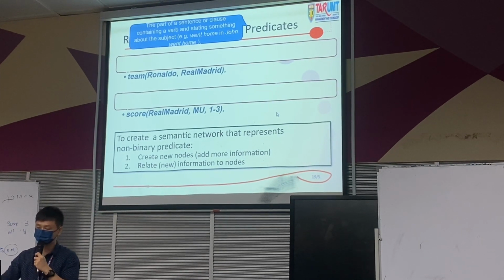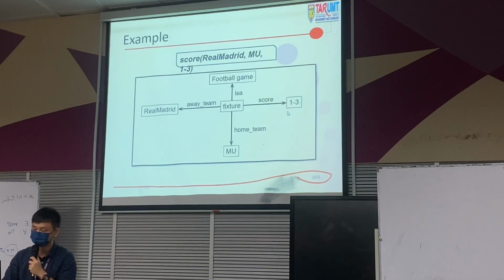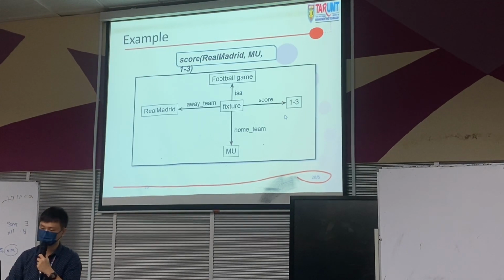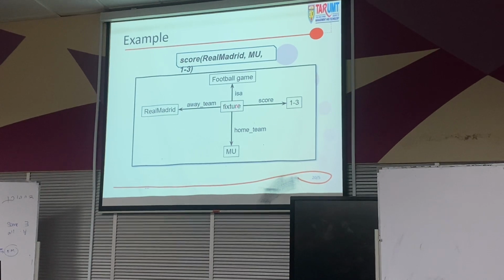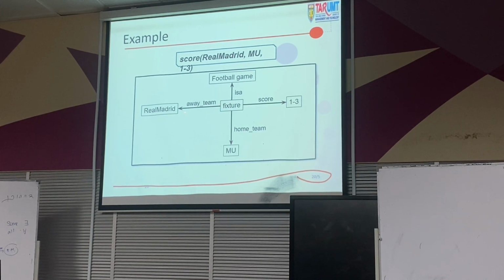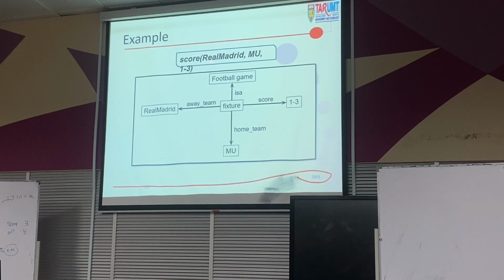So how do we generate the semantic network for this case? Then you have to think of a keyword to join the concepts together. In this case, I'm going to use a keyword called features. Features is one of the subclasses of football game, and then you join the three predicates here. You have Real Madrid, MU, and 1-3 here. So we know that away team is Real Madrid, home team is MU, and score is 1-3.